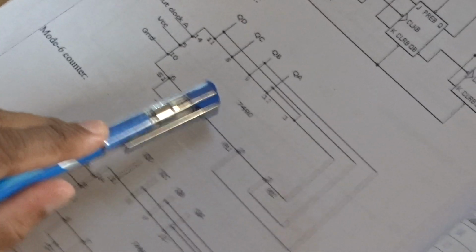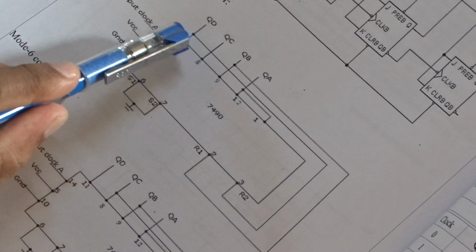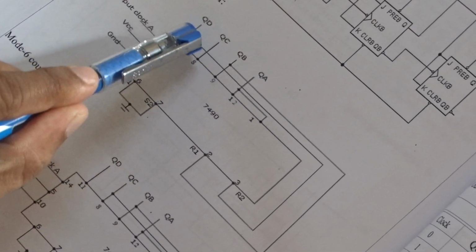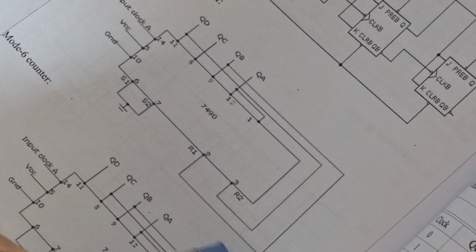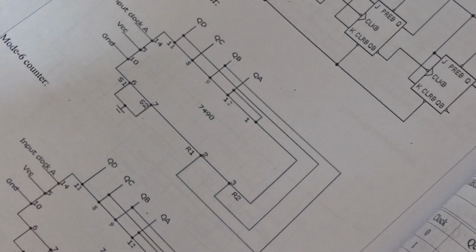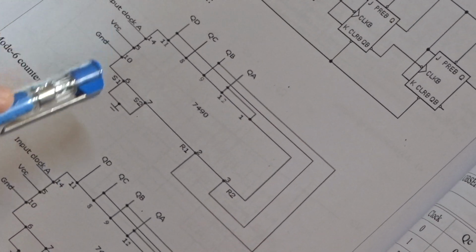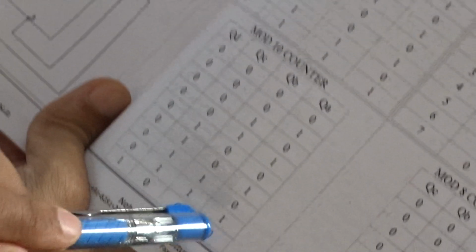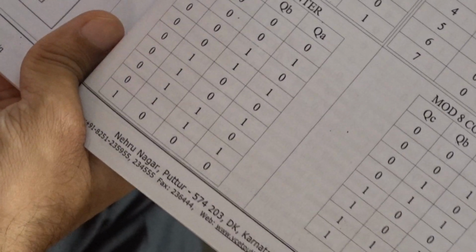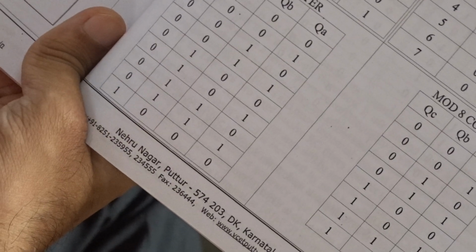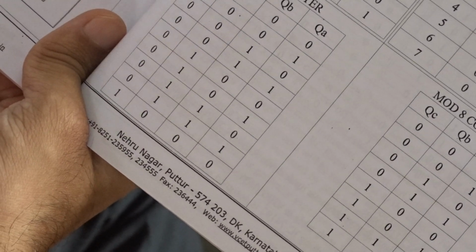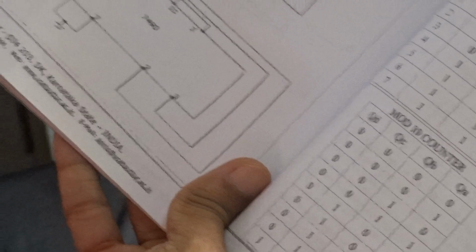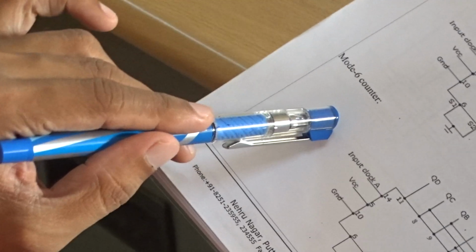Suppose it is going to count 10, if 10 comes, what they have done is they have taken from QD to QB and given it to R1 and R2. So it resets, and it will continuously count from 0 to 9. You can observe here 0000 to 1001, till there it counts. That is using the 7490 IC. And using the same 7490 IC, you can construct a mod 6 counter also.